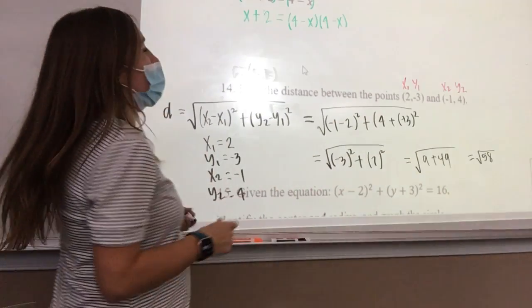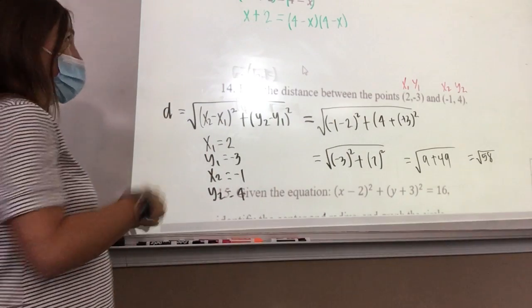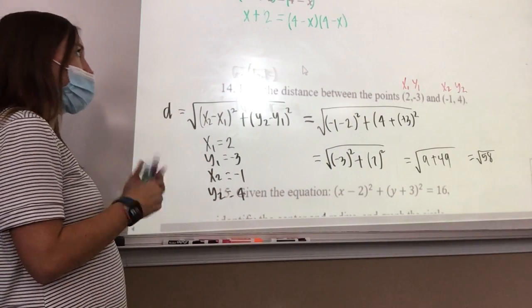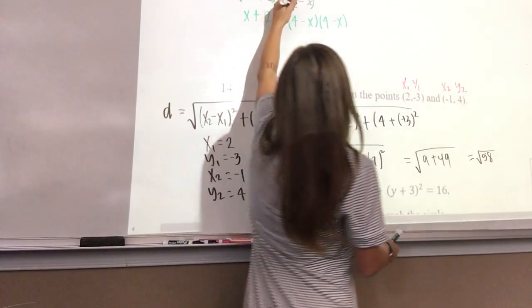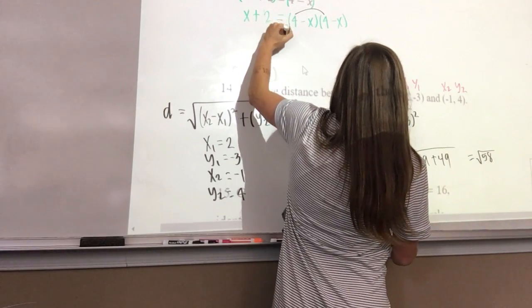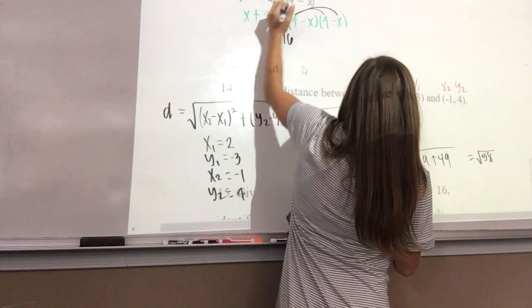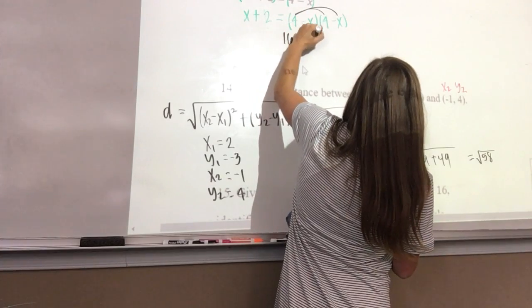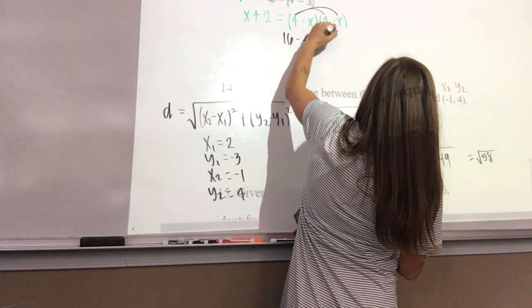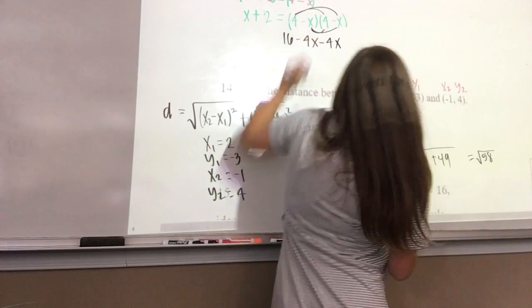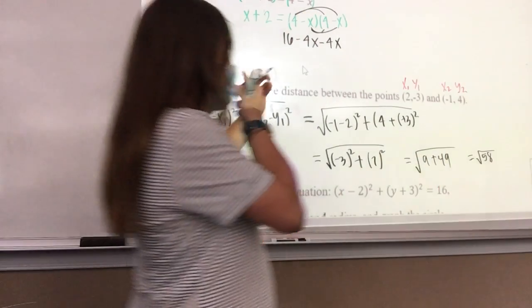This is harder than the other one if it makes you feel better. But there is one of each of these on your exam. So anyways, we're going to go ahead and FOIL. So 4 times 4 is 16. That would be minus 4x, minus 4x. Negative x times negative x is x squared.